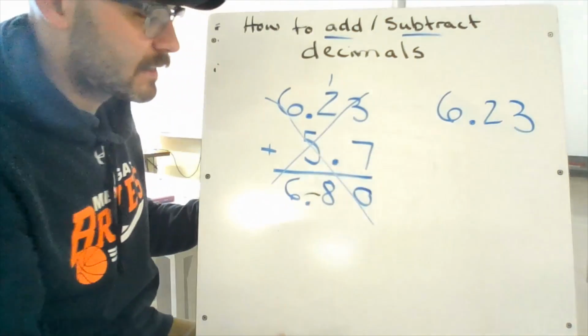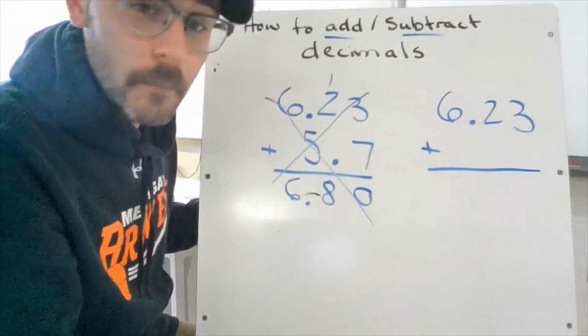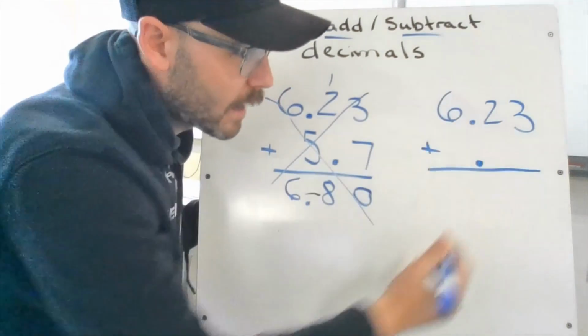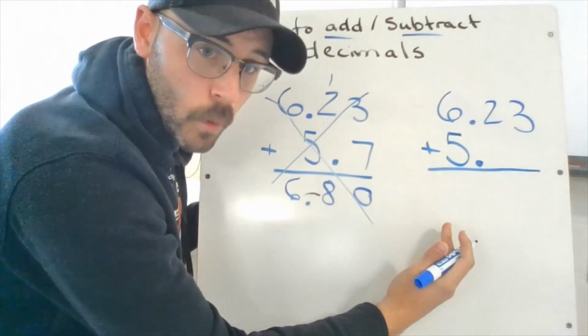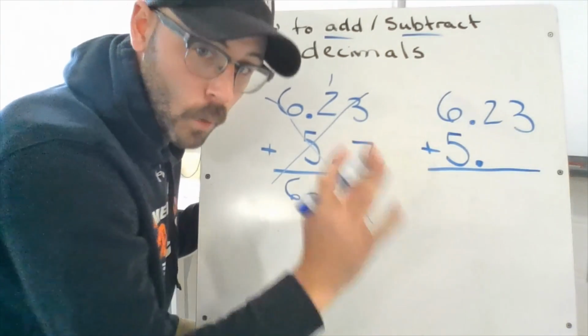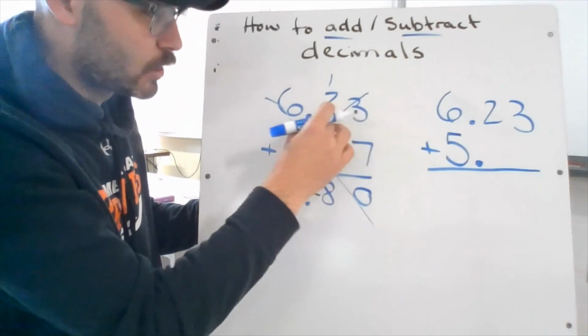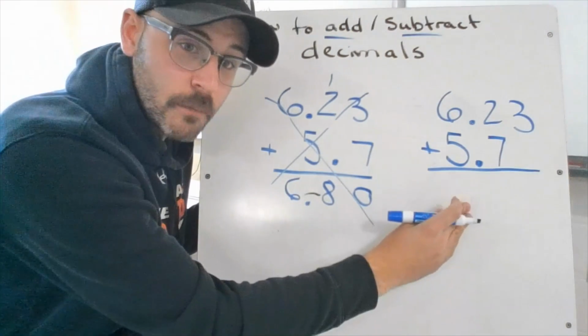6.23, and I'm adding 5.7. Well, my first step is to line the decimals up, put that decimal right under that one, and now write the number as is. Make sure the ones line up with the ones, the 6 and the 5 are whole ones. And then the 7 is a 10th, and the 2 is in the 10th spot. That's how they should be lined up.